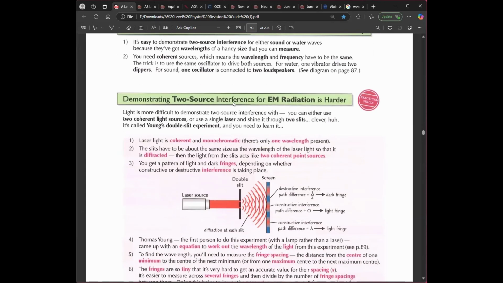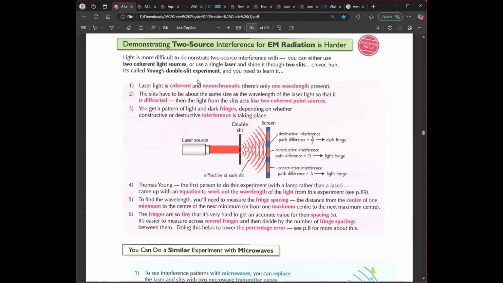Demonstrating two source interference for EM radiation is harder. Okay, fine. Let's just go through the double slit experiment directly. So laser light is coherent because it is coming from the same source. It's just split because of two slits that are there. So we already know they should be coherent because the same source is generating them. So they would have the same wavelength, same frequency, same path difference, because they are just traveling straight till this point.